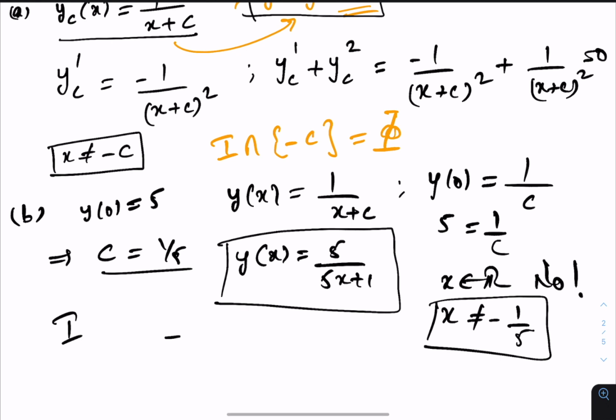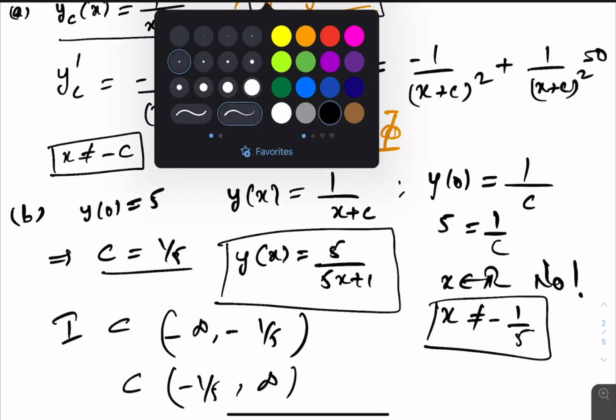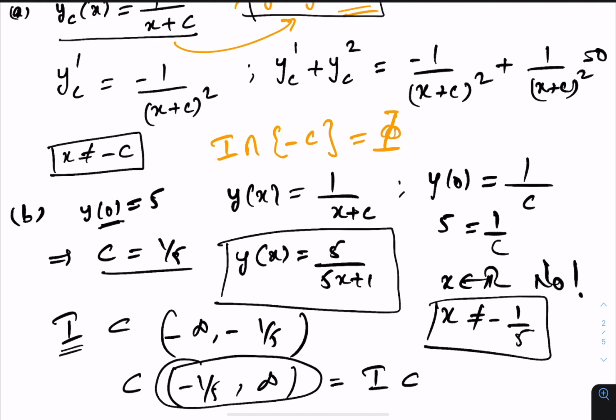But then -1/5 means you have two possibilities, that is -infinity to -1/5 and -1/5 to infinity, right? So this I could be a subset of this or this, right? But then can it be a subset of any of these? The answer is no, because the initial point is given to be 0. So the domain should include the initial point, and in this case 0 is included in this interval, right? Which means your I should be a subset of (-1/5, infinity). It cannot be a subset of the other one.